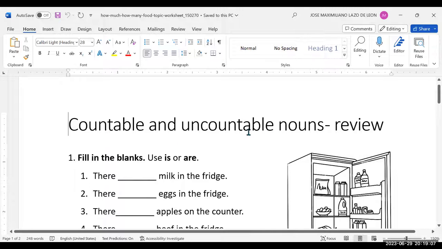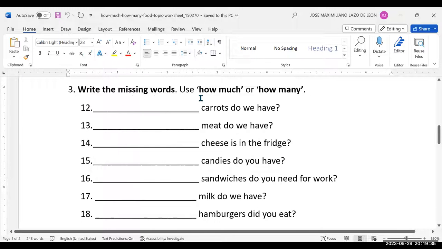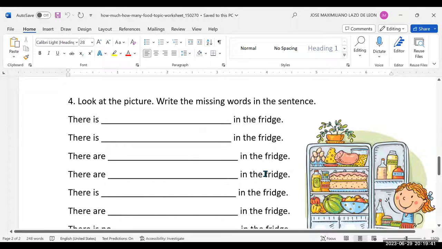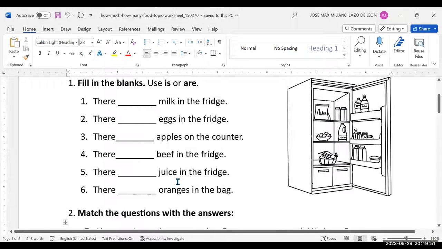Okay, countable and uncountable nouns review. Fill in the blank. Use is or are. It's up to you. You are going to decide which one you are going to put, is or are. The second part says match the question with the answer. You are going to look which one is the right one. And the next part, write the missing word, use how much or how many. And then we can resolve number four later on, but let us work the first and the second part.